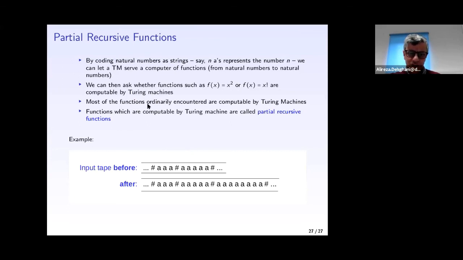Most of the functions ordinarily encountered are computable. That's very good news. Functions which are computable by Turing machines are called partial recursive functions. Very interesting. So the question I can ask you is, is this function a partial recursive function? That's exactly similar to asking if this function is computable by this Turing machine, so you can look at that.